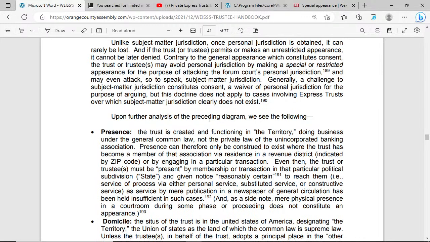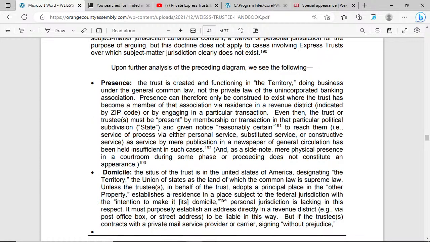Upon further analysis of the preceding diagram, we see the following. Presence. The trust, and bear with me, we're almost done here, is created and functioning in the territory, aka the land, the private, doing business under the general common law, not the private law of the unincorporated banking association.